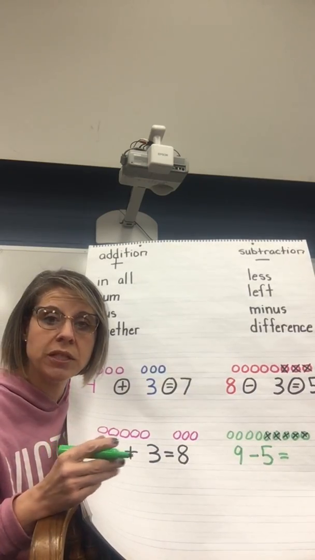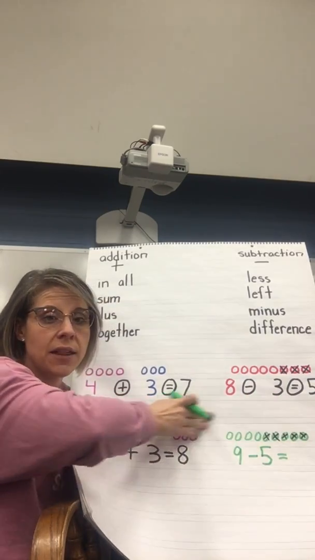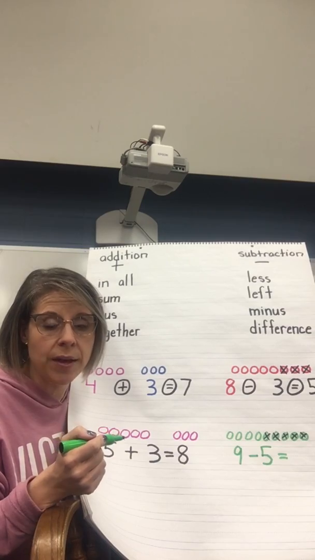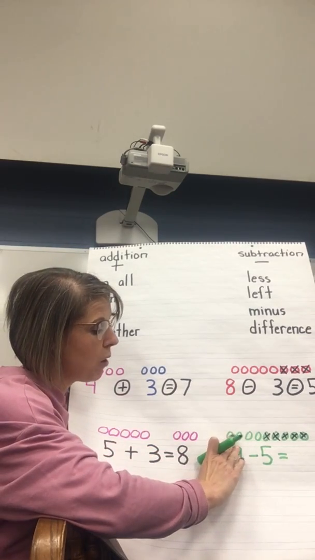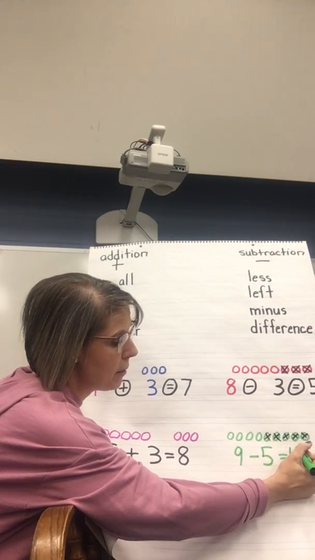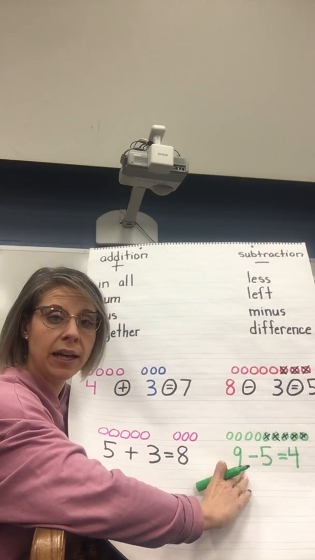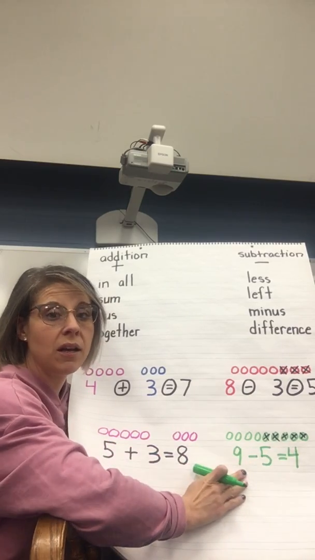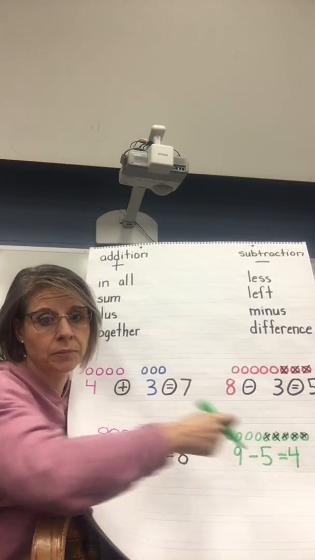Now remember, when we do a subtraction problem, we're not going to count all of these together again. We're only counting the ones that do not have X's on them. So we're trying to find how many are left. So if we count those, we have 1, 2, 3, 4. So I write my number 4. So then when we read our number sentence, it says 9 minus 5 equals 4. Also could say 9 take away 5 equals 4.